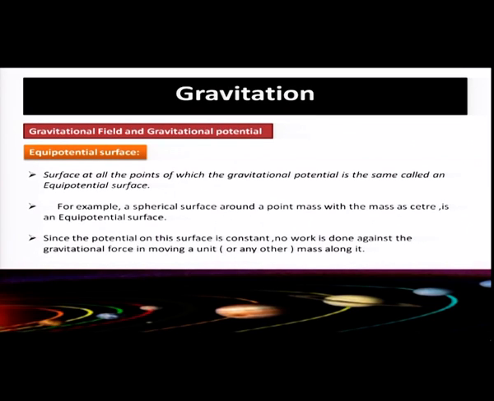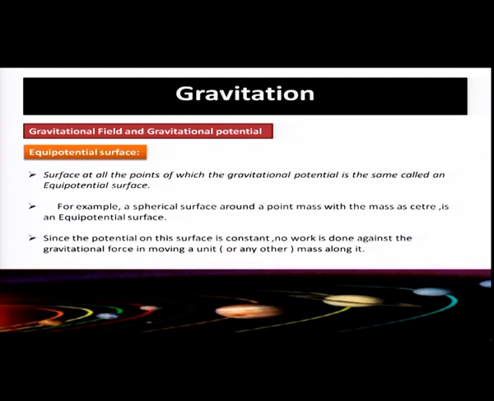So, let us now turn our attention to equipotential surfaces. What do you mean by equipotential surface? If the gravitational potential is the same at all points on a surface, such a surface is called an equipotential surface. A surface at all the points of which the gravitational potential is the same is called an equipotential surface.